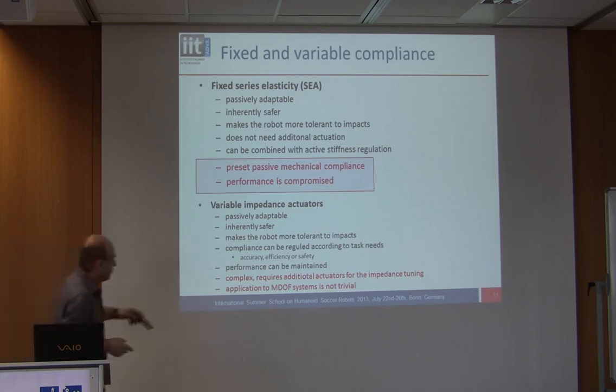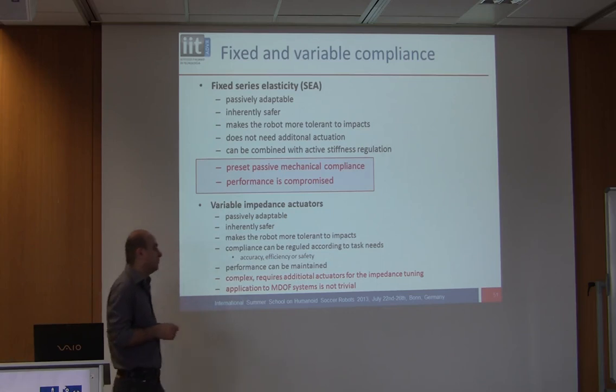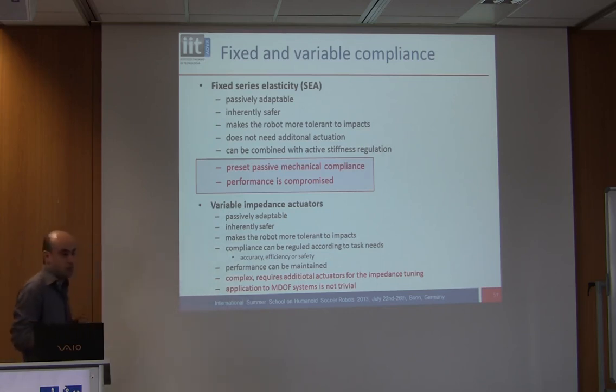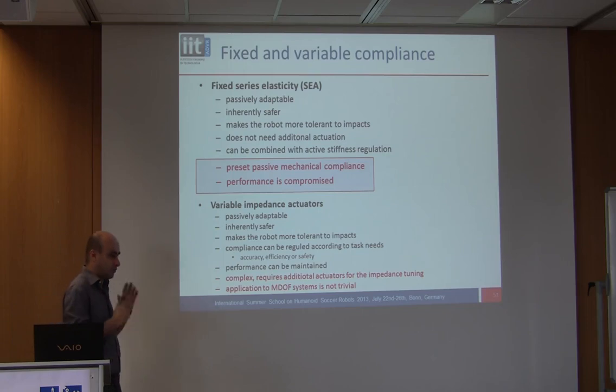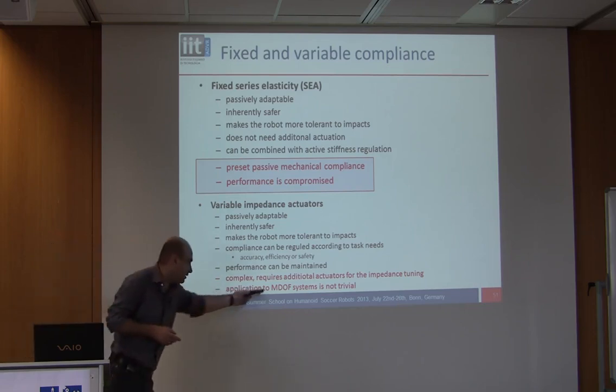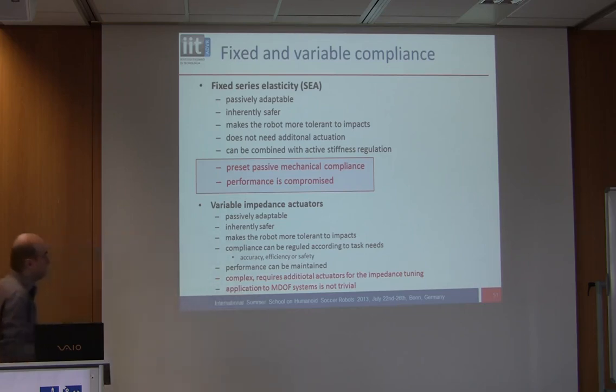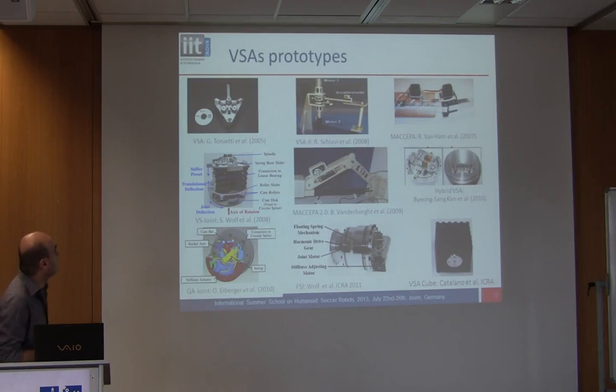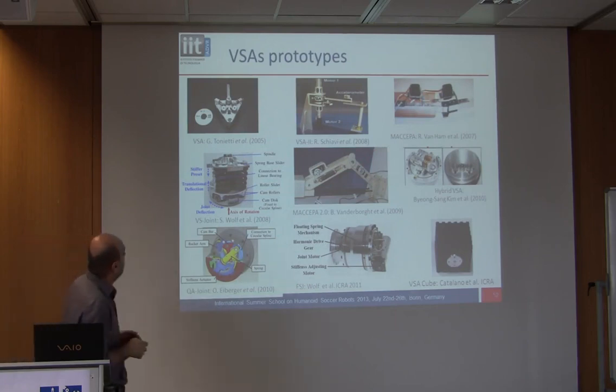But they are much more complex, and require an additional actuator for the stiffness tuning, so you need a second motor based on a different type of actuator that allows you to tune the elasticity of the transmission, which means that for every joint you are going to have now two actuators. One will be the main actuator of the joint, and the second will be the one tuning the elasticity. So you can understand that building robots using this actuator can be difficult.